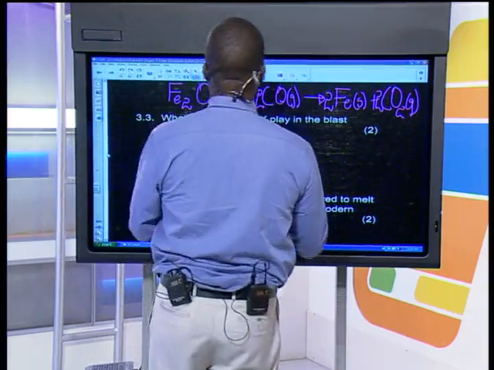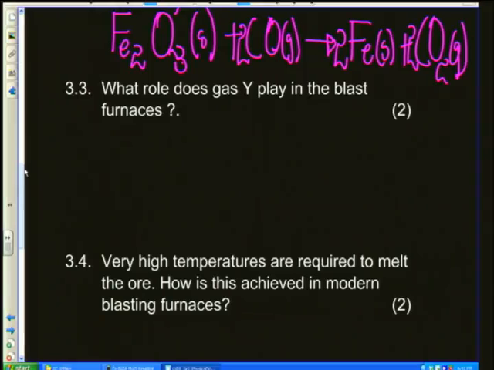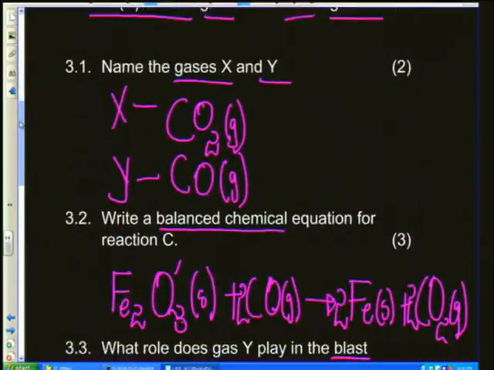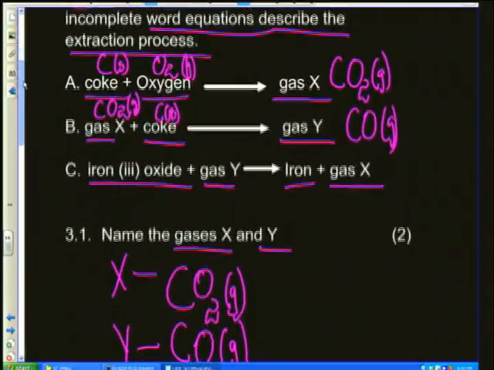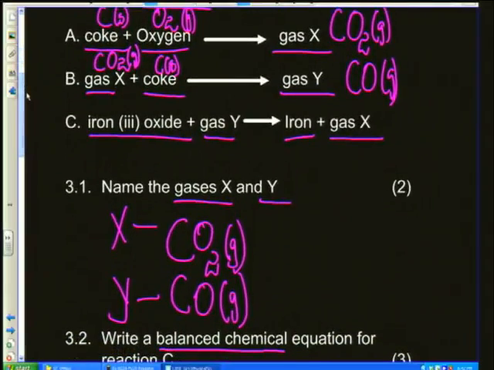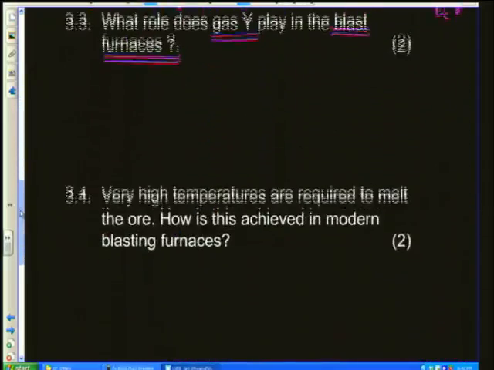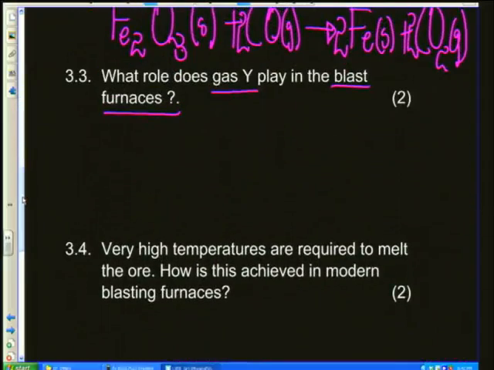Question number 3.3: what role does gas X play in the blast furnace? So which gas are we talking about here? Gas X, which is carbon dioxide. So I think it should have said gas Y. Rather, what role does gas Y play in the blast furnace? I was not getting it right.